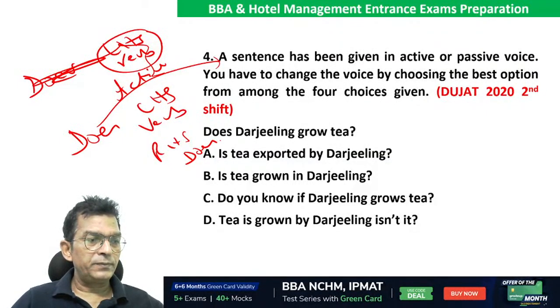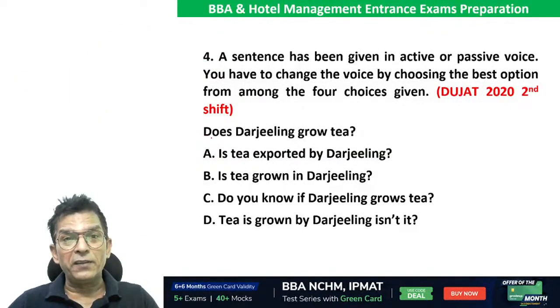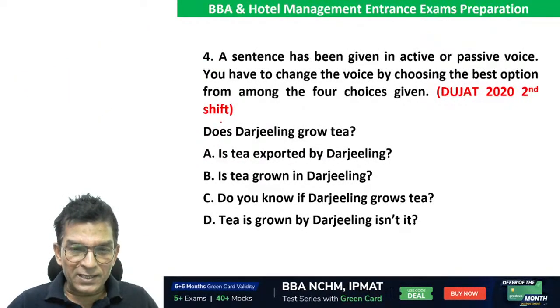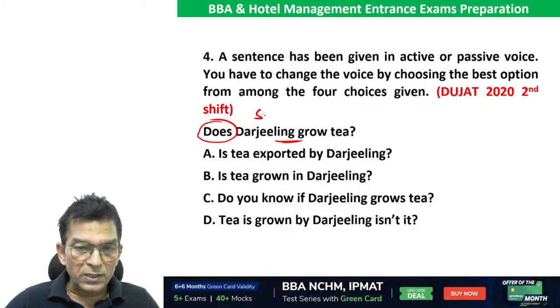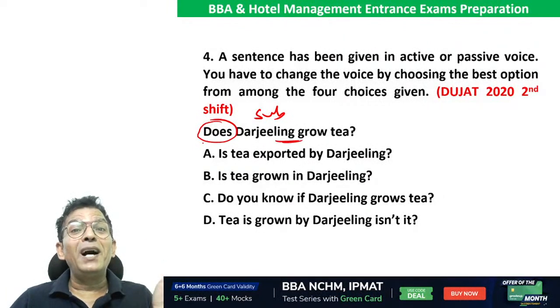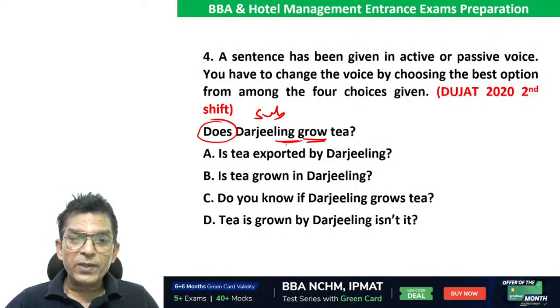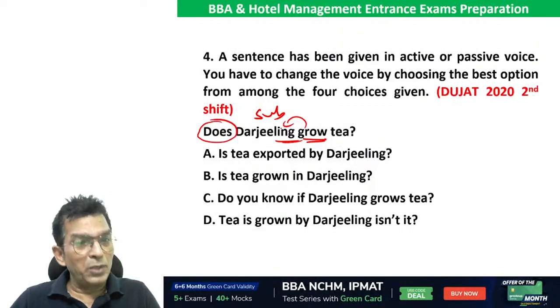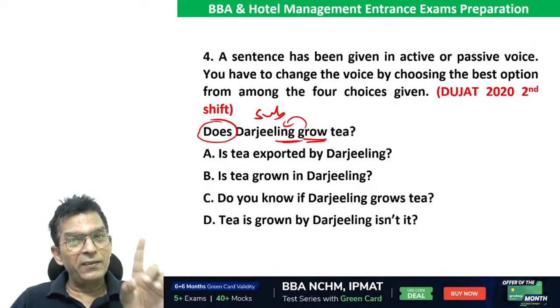So which one is the correct one? Here you need to be careful because it's an interrogative sentence, and the verb is here. So, does Darjeeling grow tea? Therefore, this is the subject here. So what has happened is the subject is after the verb. Is it passive voice? No, there is one more verb. The subject is to the left of the verb. Because it's an interrogative sentence, it starts with a verb.